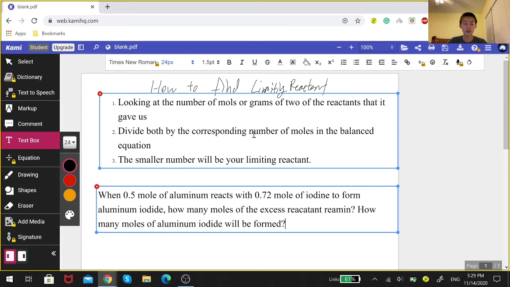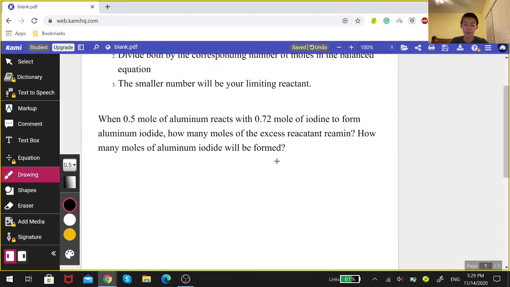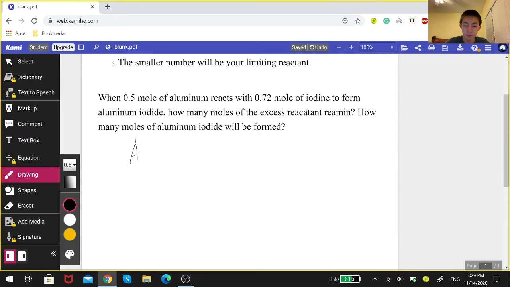So first things first, we have to write down the chemical equation. We have aluminum, solid. Metal by itself is always solid except for mercury, plus iodine. Iodine is always I2. That's how gases work. To form aluminum iodide, AlI3, because aluminum is 3 plus and I is only 1 minus.